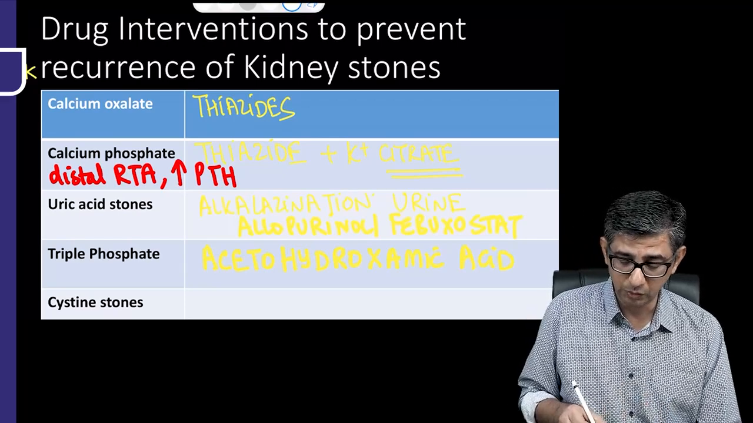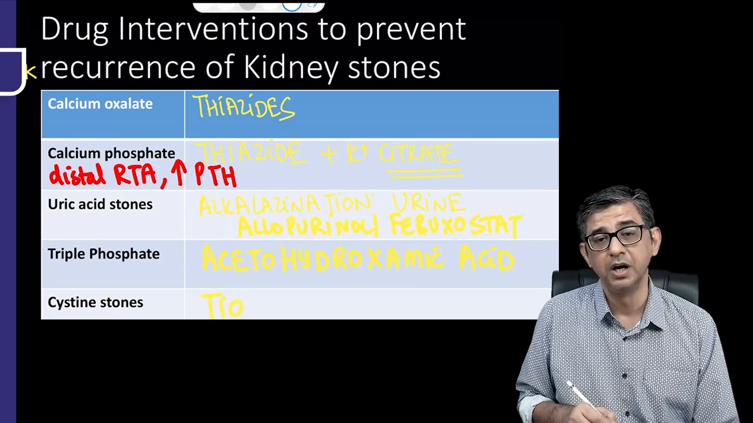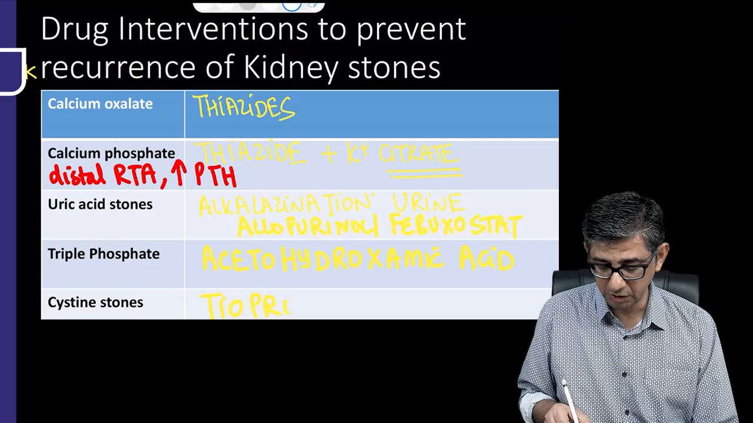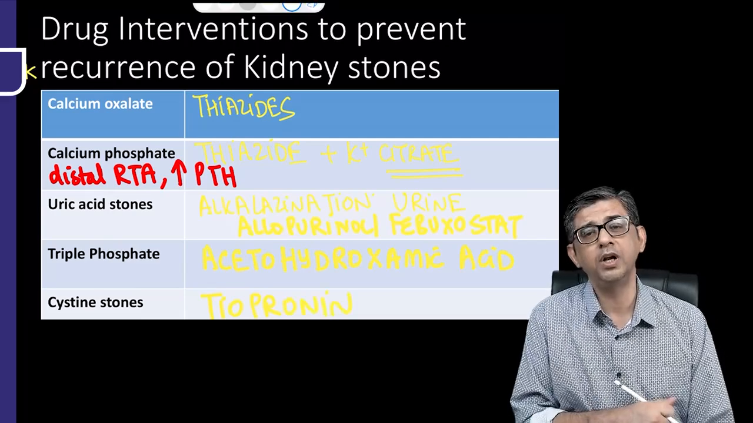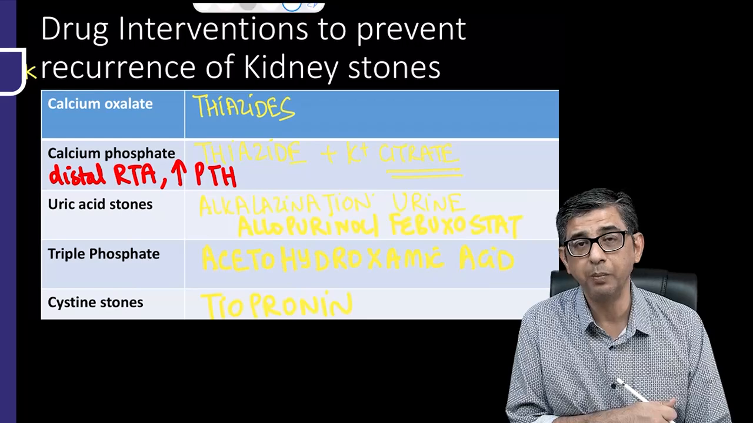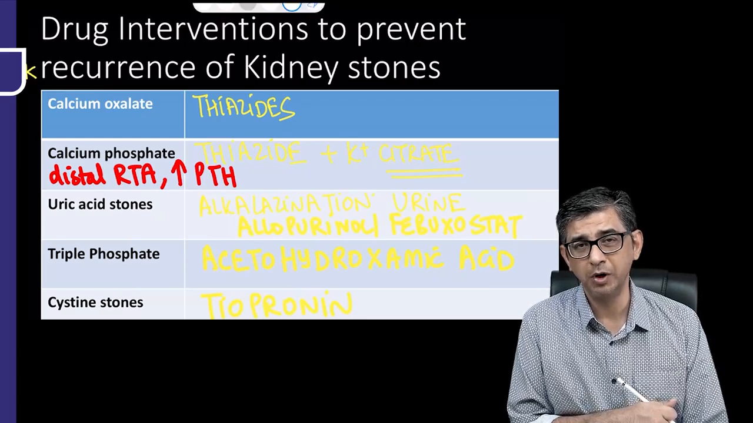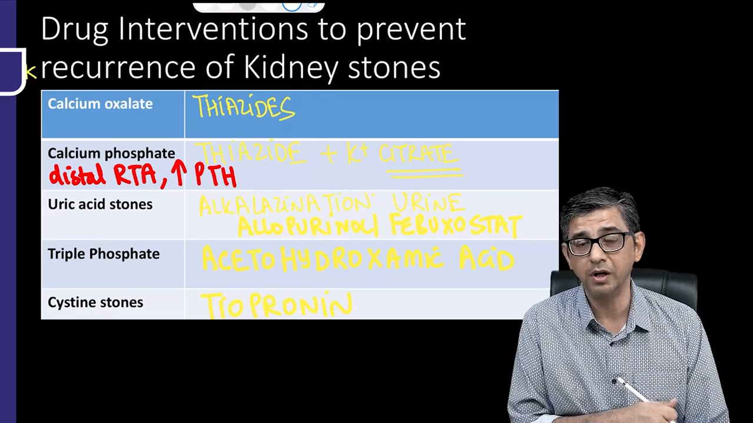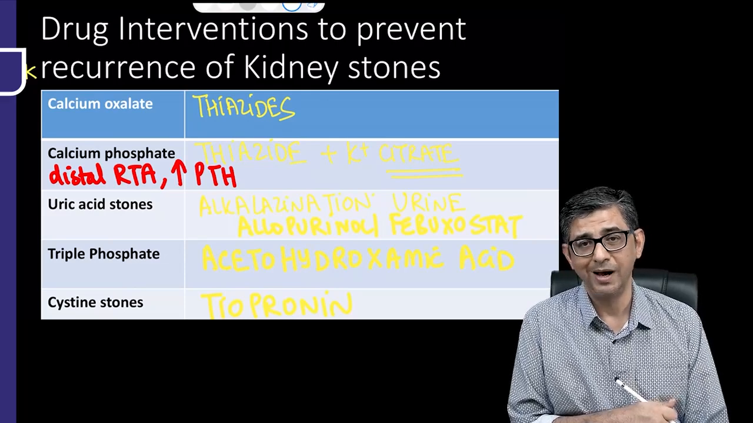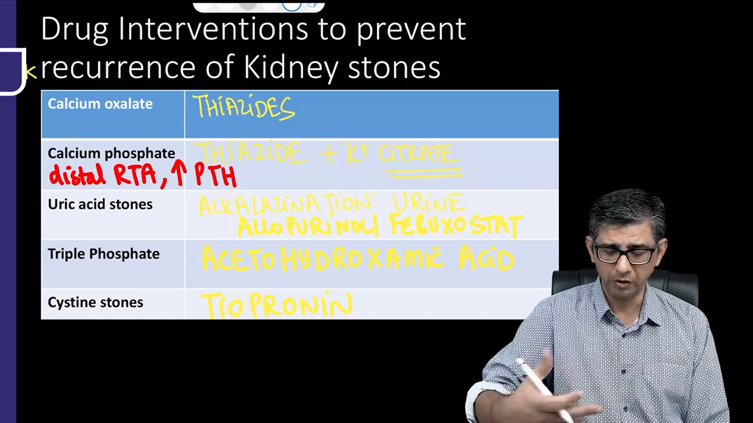And then for cystine stones, I think you would be aware from pharmacology that the drug we can be using in this case is tiopronin. Instead of tiopronin, another drug which we can be using is penicillamine. I'm not writing penicillamine because it again has damage to the kidney. So tiopronin will be the first answer as given in Harrison. So not too much of data to remember.